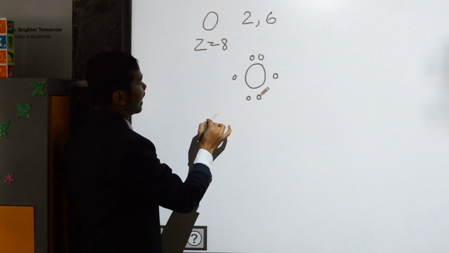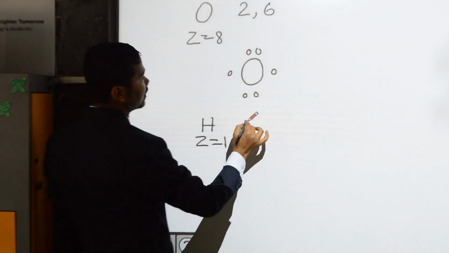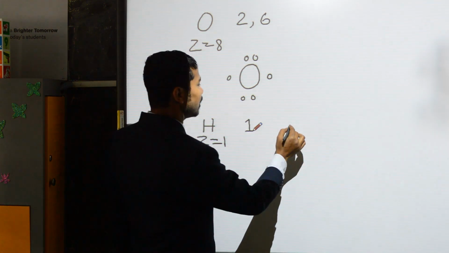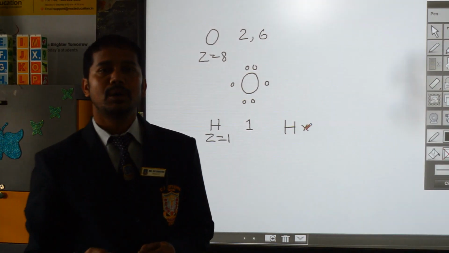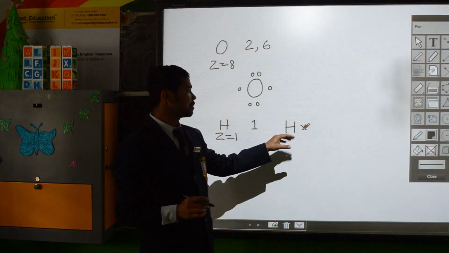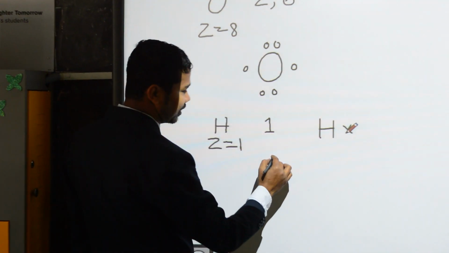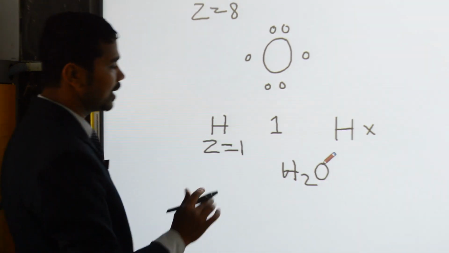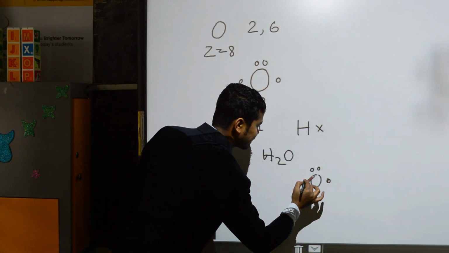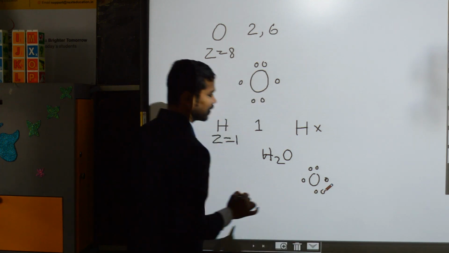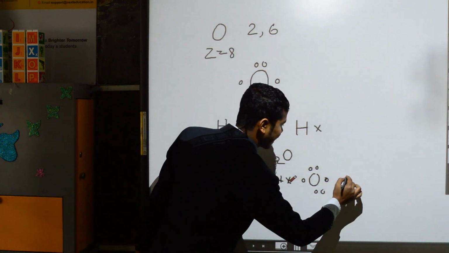And if we look at hydrogen, whose atomic number is 1, its electronic configuration is also 1. If we look at the atomic structure of hydrogen, it has only 1 electron. So it needs 1 more electron to be stable, that means to complete its duplet. So in water molecule, we know the formula for water is H2O. In water, oxygen has 6 valence electrons, and hydrogen has one valence electron.